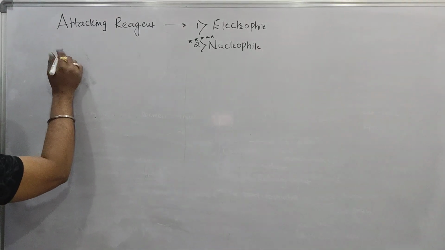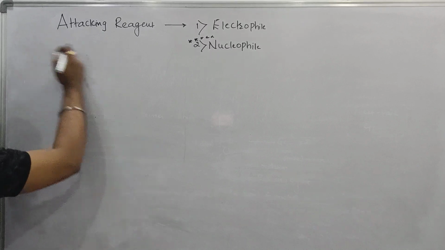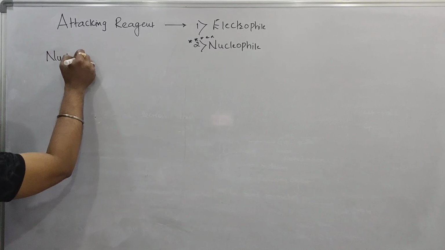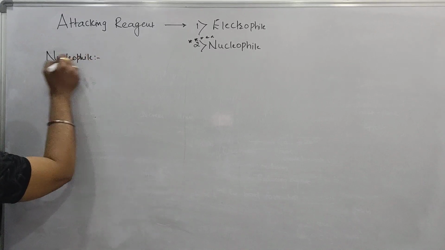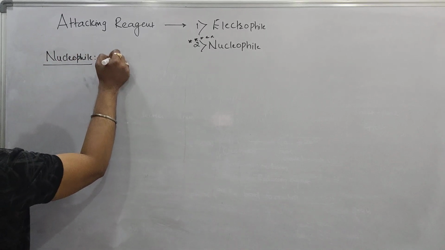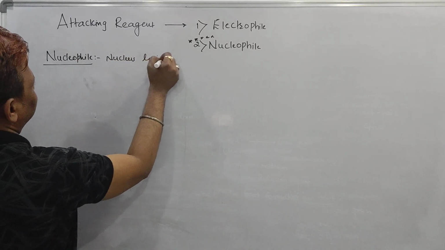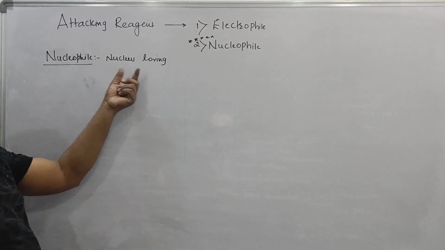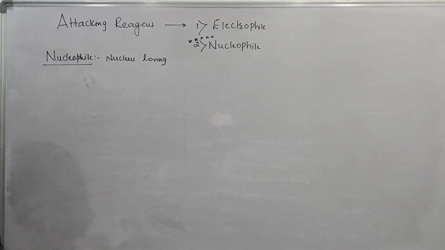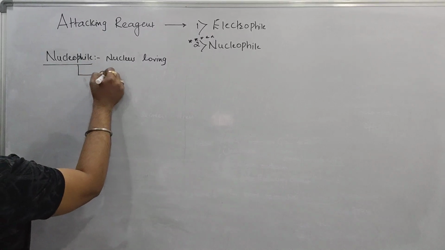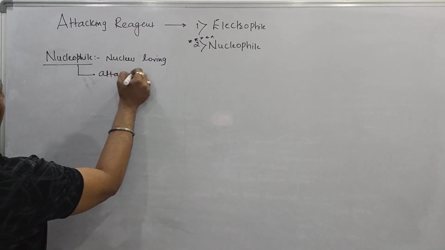So what is a nucleophile? A nucleophile means it is nucleus loving. Nucleus means positively charged, so it is a species that attacks the positive charge, called the nucleus. Nucleus loving means it will attack on the positive side of the substrate.